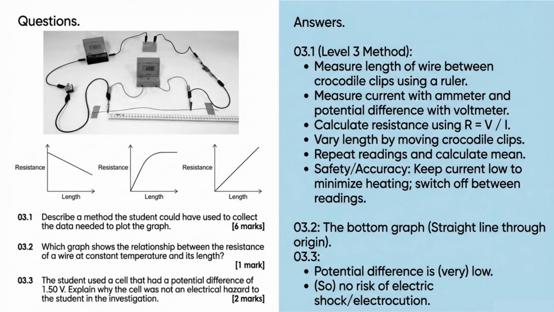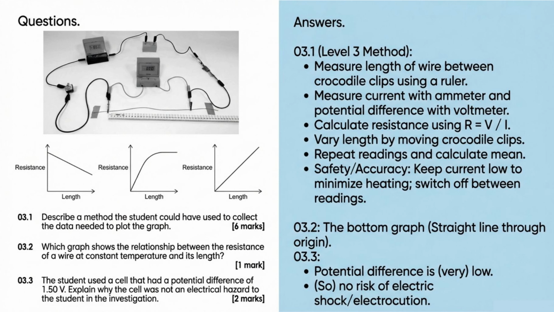Then you measure the current with an ammeter and the potential difference with a voltmeter. Next, calculate the resistance using the formula R equals V divided by I. To get a range of data, you have to explicitly state to vary the length by moving the crocodile clips, and then repeat the readings and calculate a mean. Right.